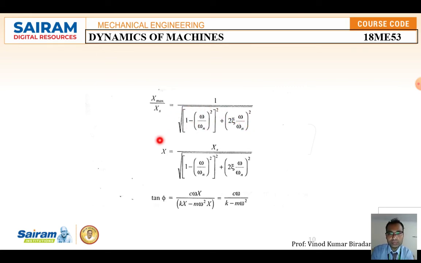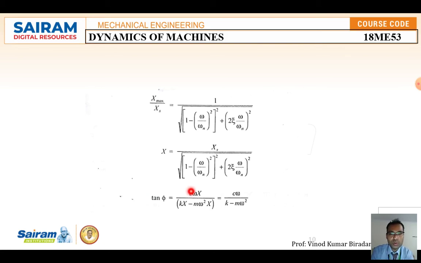So here the maximum amplitude X divided by X static is equal to 1 divided by the square root of (1 minus omega by omega n whole square) whole square plus (2 zeta omega by omega n) whole square. Therefore, tan phi is equal to what? The phase angle we need. According to that, again here you can take that triangle diagram, so apply the tan definition.